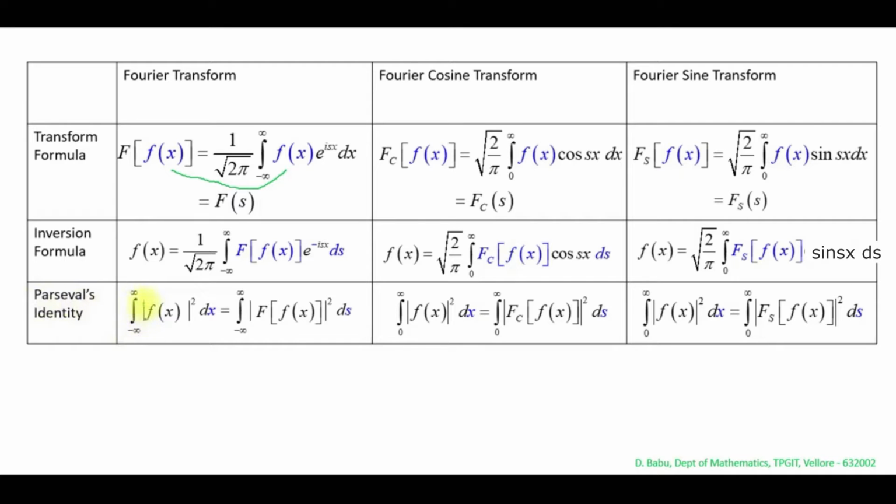Next, Parseval's identity formula. Integration from minus infinity to plus infinity of modulus f of x the whole square dx equals integration from minus infinity to plus infinity of Fourier transform of f of x whole square into ds.